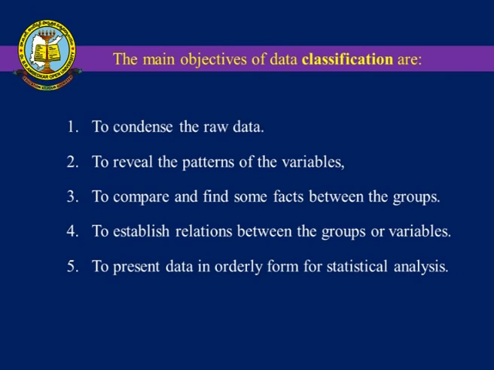So, the main objectives of data classification are to condense the contents of raw data, to reveal the patterns of the variables, to compare and find facts between the groups, to establish relations between the groups or variables, and to present data in orderly form for statistical analysis. The main theme is to find the data according to classification. Better classification provides better statistical analysis. Why? Because if you take the wrong classification, we do not get sufficient information.